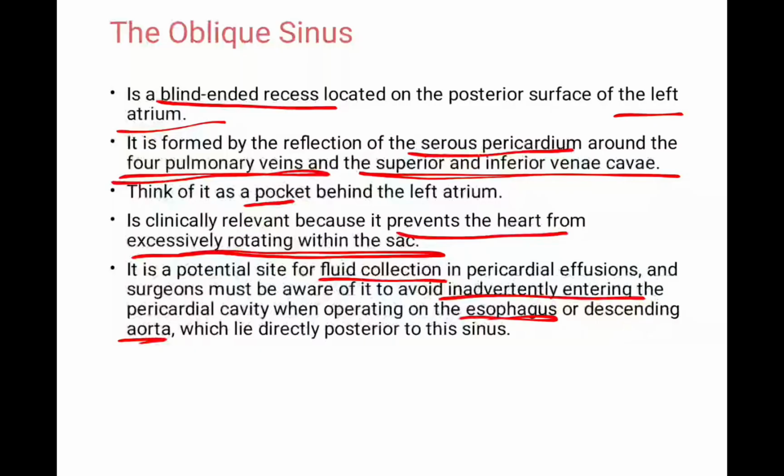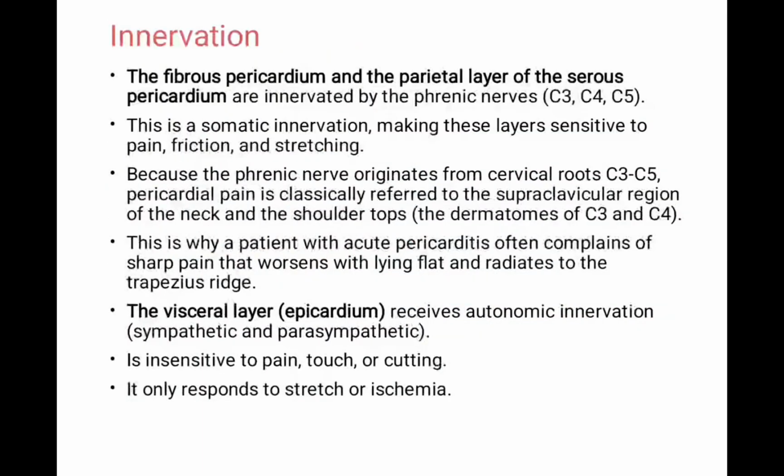entering the pericardial cavity. So we have innervation of the pericardium, where we have the fibrous pericardium and the parietal layer of the serous pericardium. The fibrous pericardium and the parietal layer of the serous pericardium are innervated by the phrenic nerve, which has a root value of C3, C4, and C5. It has somatic innervation, making these layers sensitive to pain, friction, and stretching, because they have somatic innervation from the phrenic nerve.